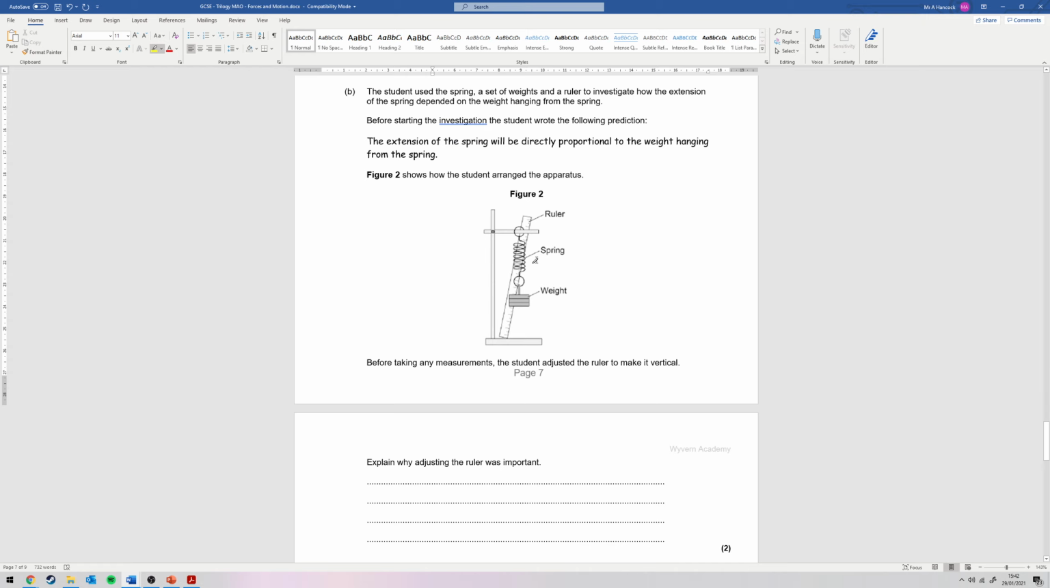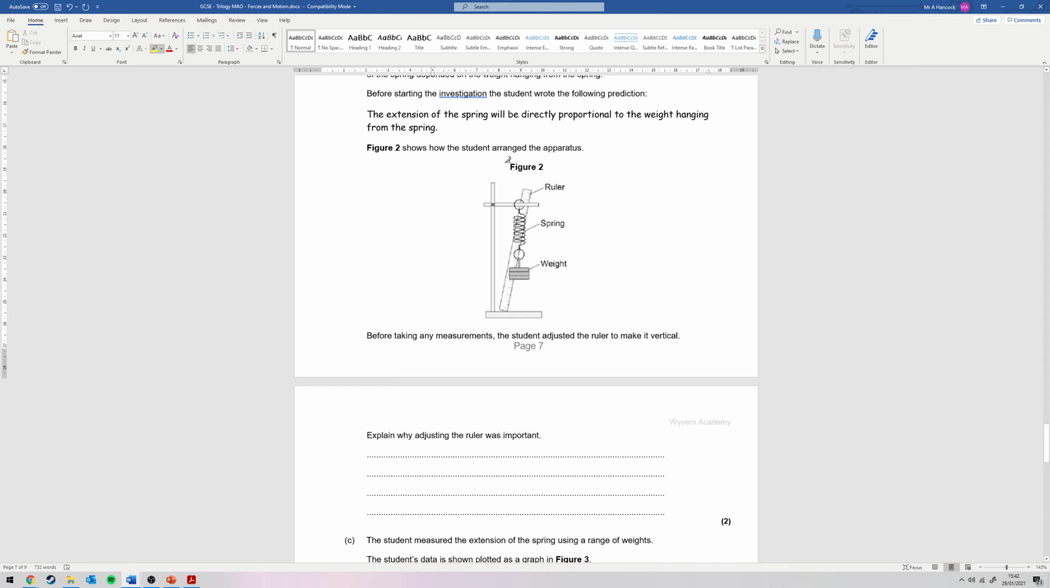B. The student used the spring, a set of weights, and the ruler to investigate how the extension of the spring depended on the weight hanging from the spring. Before starting the investigation, the student wrote the following prediction. The extension of the spring will be directly proportional to the weight hanging from the spring. Figure 2 shows how the student arranged the apparatus. So you've got a ruler, you've got a spring, you've got a weight, and the ruler is going like that.